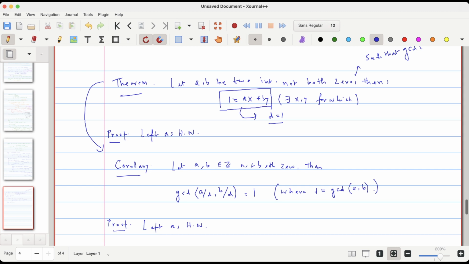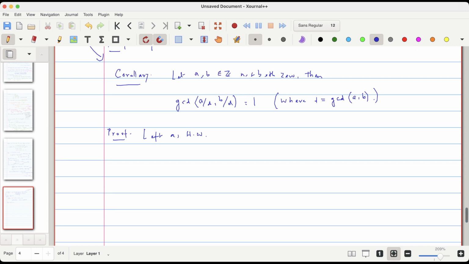Now, I would like to say a few things about this last one. It's very intuitive to understand what it actually is. Because see, GCD of A and B is D. So you can write A equals dk1 and B equals dk2, right? So you can actually say that A by D is k1 and B by D is k2.